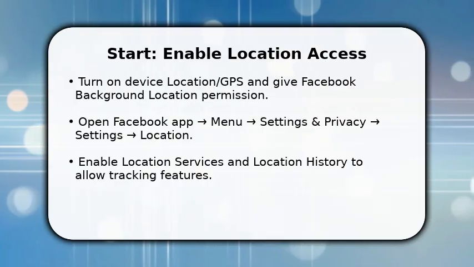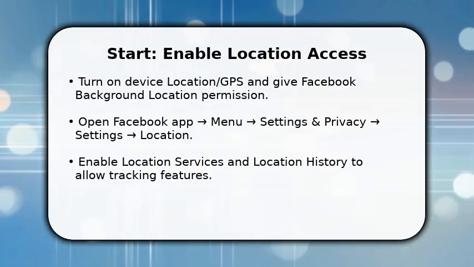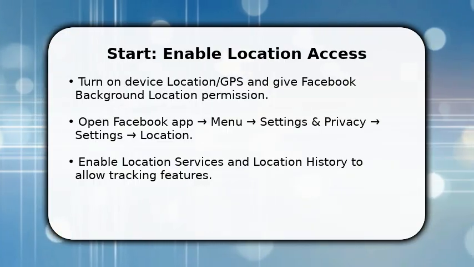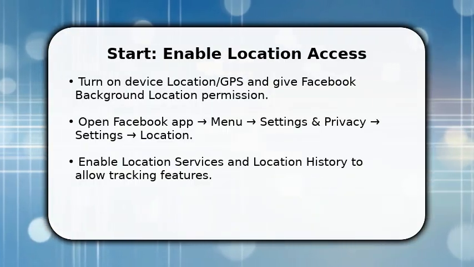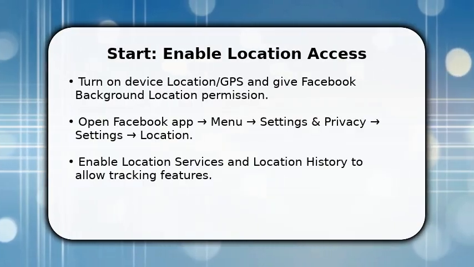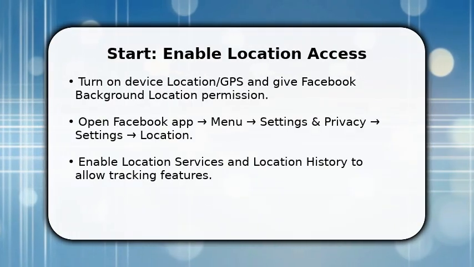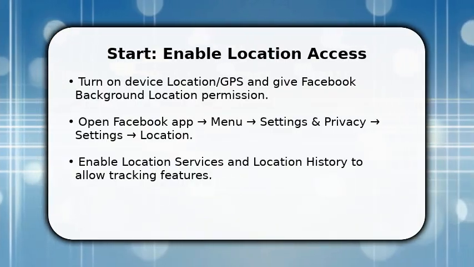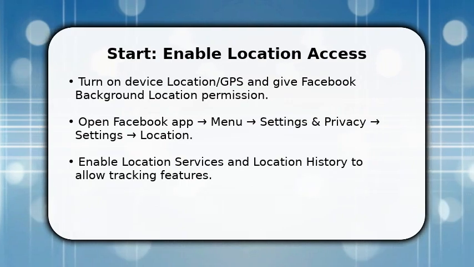Scroll to Location and tap it. This is where you control tracking features. Toggle location services and location history on so Facebook can record positions. Make sure you allow precise location if prompted, because coarse positioning won't show accurate places. This first step gets permissions sorted, so the app can write and read location data securely.